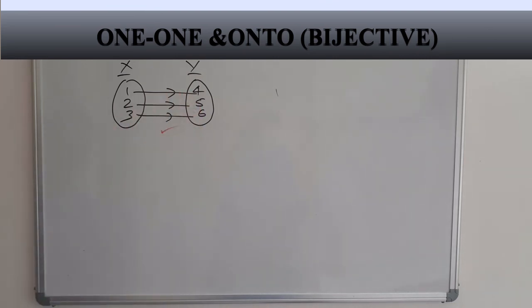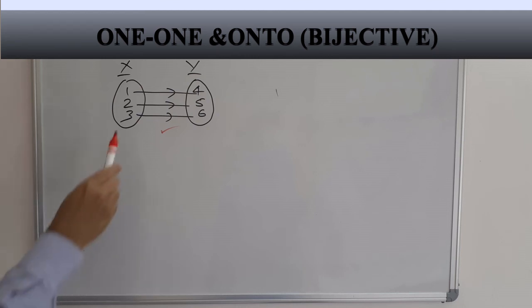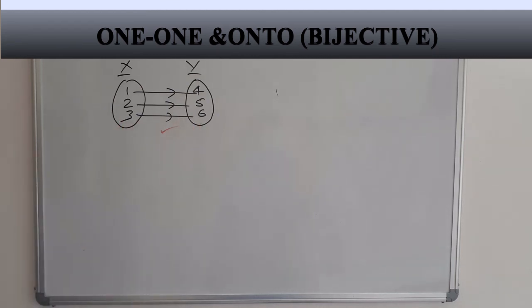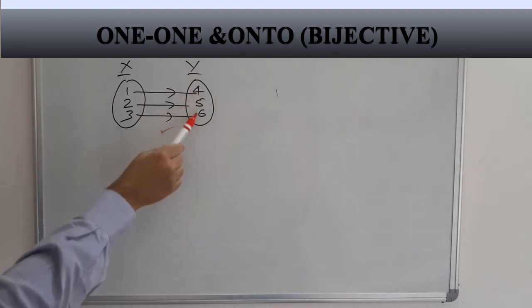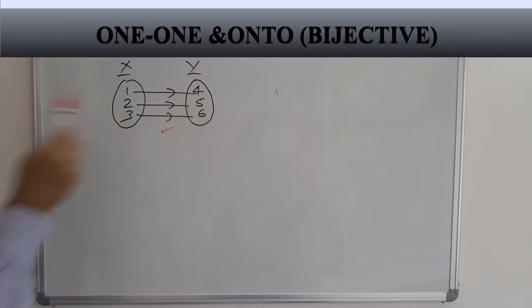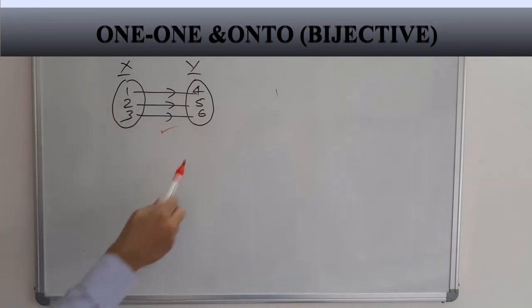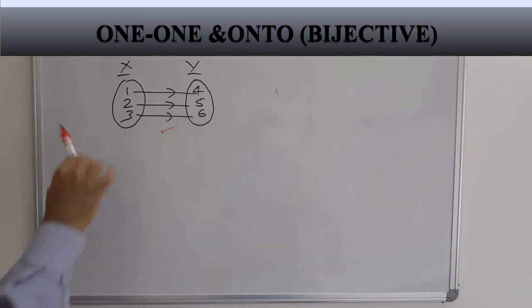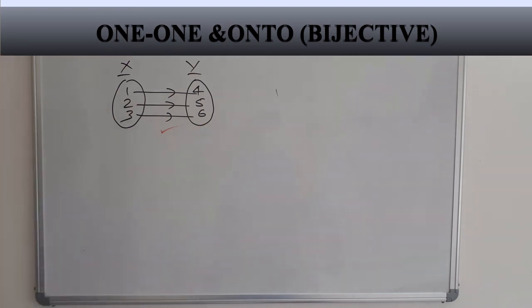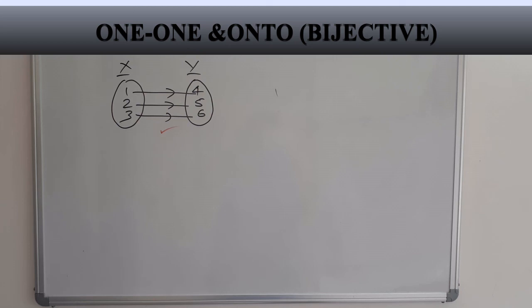So just see one thing. If a function is bijective, both the sets will have the same number of elements. That is one condition. Both the sets must have the same number of elements. If the number of elements in the second set is less than the first set, then it cannot be 1, 1. Or if the number of elements is more in the second set than the first set, it will not be onto. So a necessary condition for a function to be bijective is that both the sets must have the same number of elements.